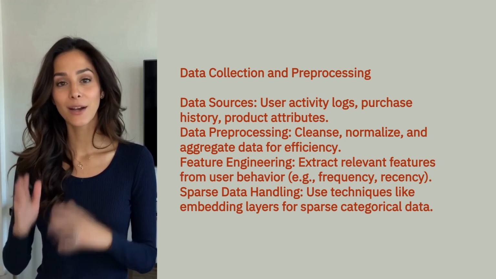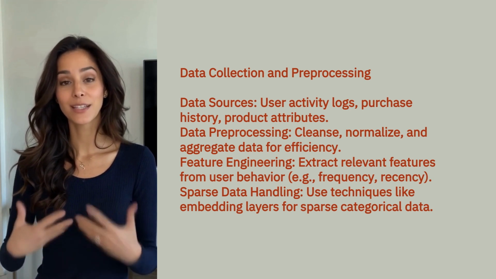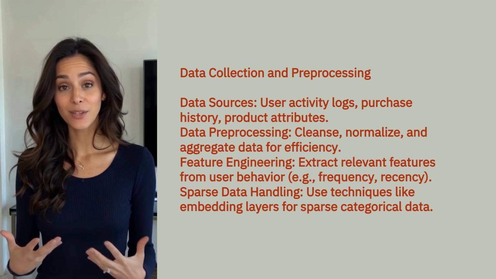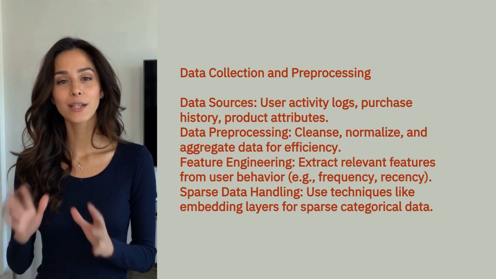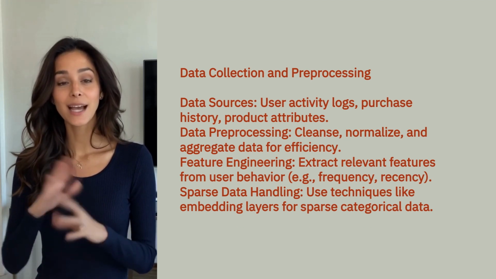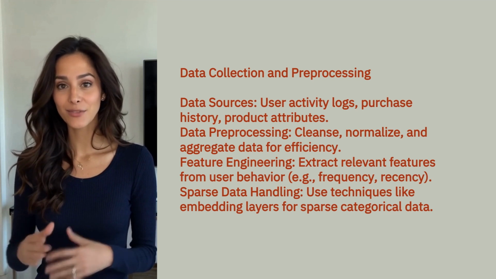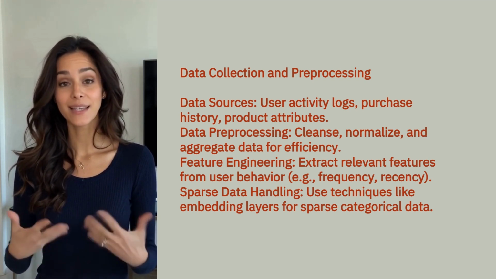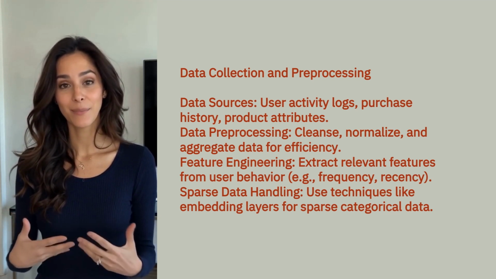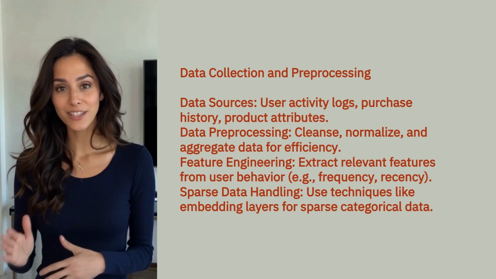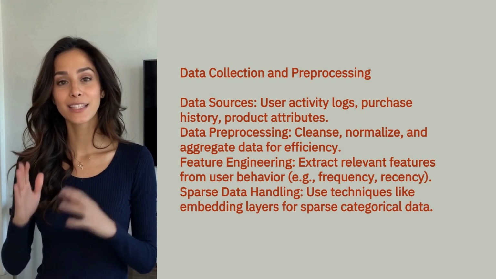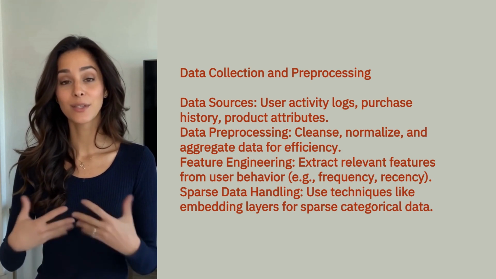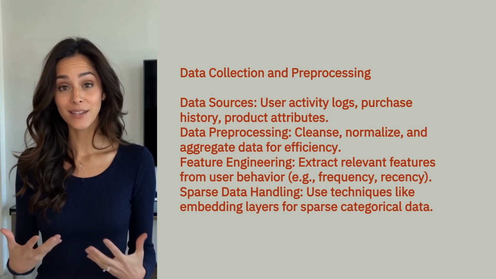After cleaning, we can aggregate the data to create features that represent the user's behavior, such as frequency of interaction or recency of purchase. One of the main challenges is dealing with sparse data, for instance, the interactions between users and products. In these cases, techniques such as embedding layers can be used to represent sparse features like product IDs or user IDs in dense vectors, making it easier for the model to learn and generalize patterns.